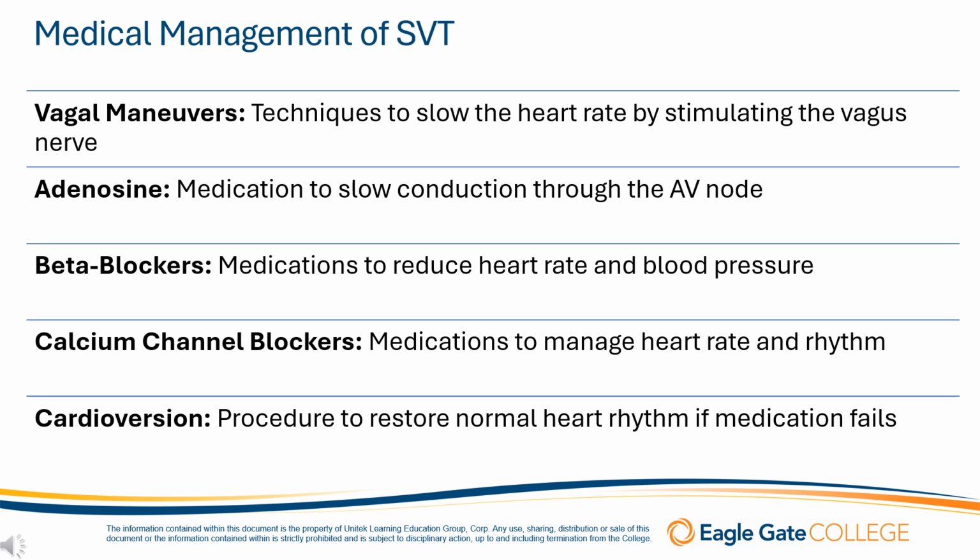Pharmacological cardioversion involves administering antiarrhythmic medications such as amiodarone to convert SVT to sinus rhythm. Electrical cardioversion is typically performed under sedation to minimize discomfort. Patients should be closely monitored for complications such as arrhythmias, hypotension, and thromboembolism.